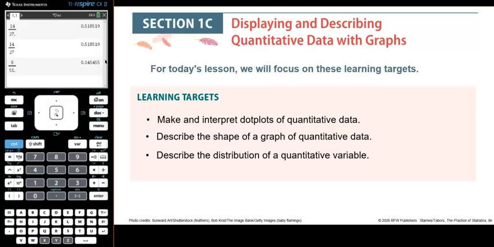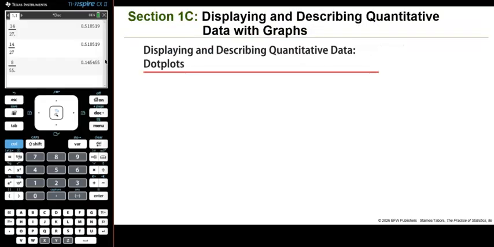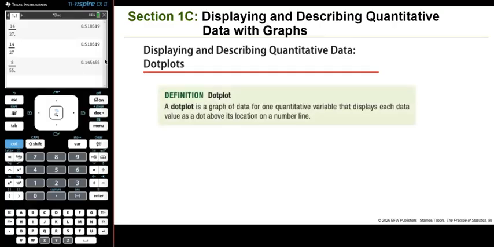But actually, in today's lesson, I think we're just doing dot plots. I think the second half of this lesson will be the stem and leaf plots and the histograms. So it's like, man, that's a lot to do in one lesson. That makes sense. Okay, what's a dot plot?